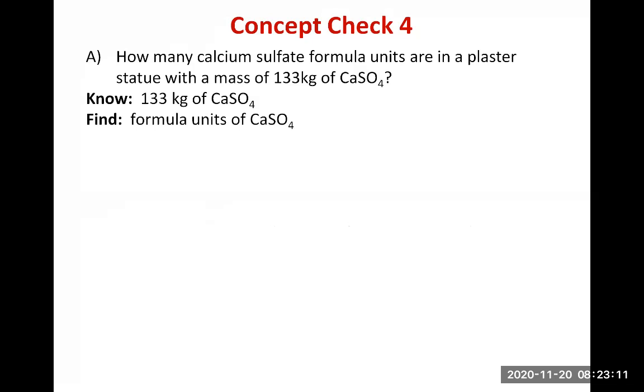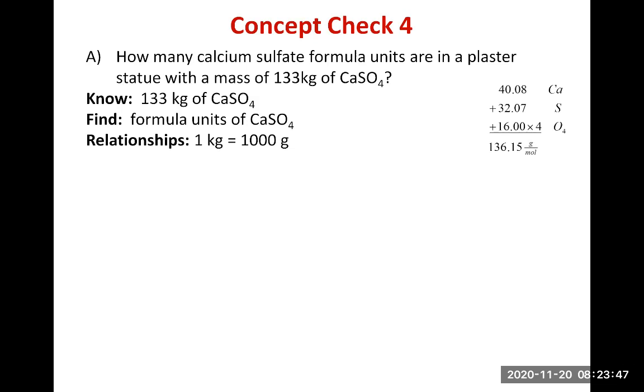So we have a mass, and we want a number of formula units, so a number of particles. And we know that there is no direct relationship between mass and number of particles, and that we need to go through moles. But first, before we can use the molar mass, we need to change the kilograms into grams, because molar mass is in grams per mole. So 1 kilogram equals 1,000 grams will allow us to change the kilograms to grams.